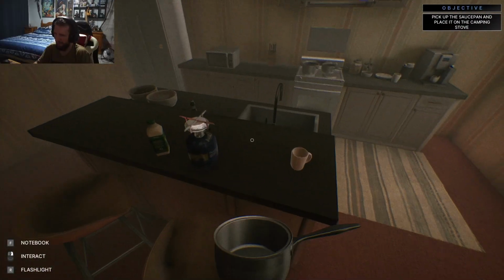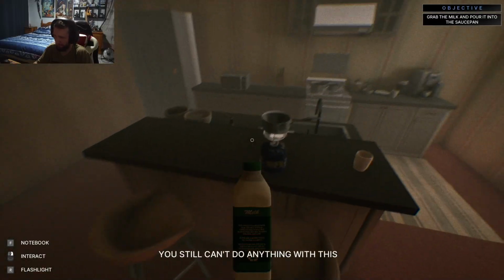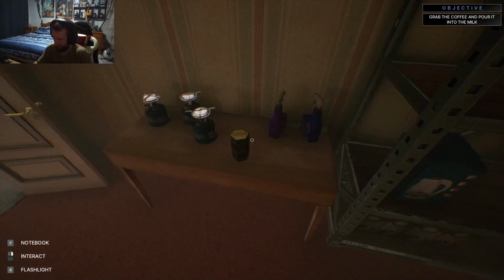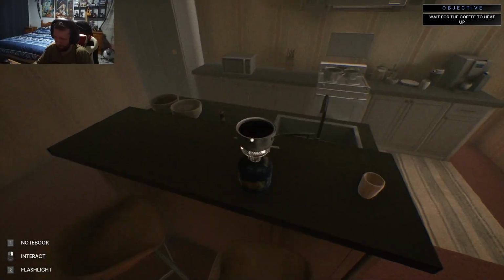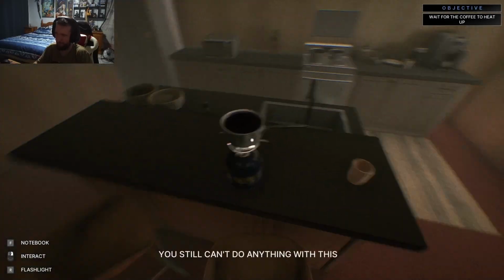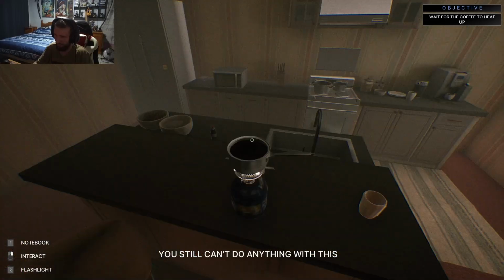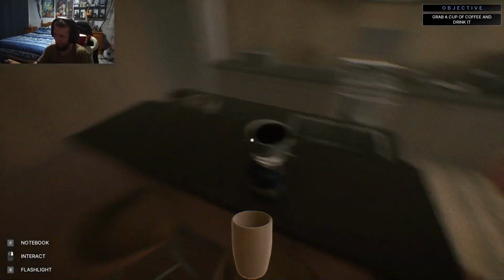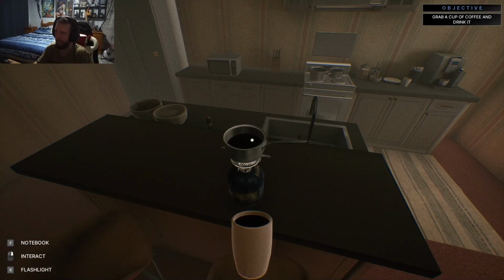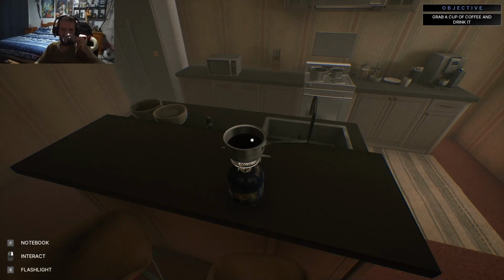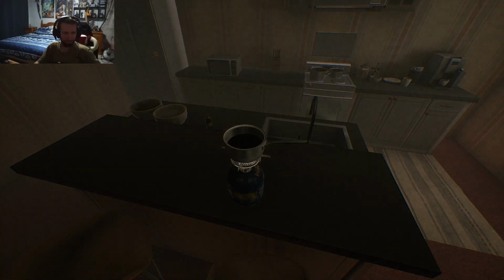Okay, so we got ourselves a pot. And then we got ourselves a cup. No, we got milk. Coffee beans. So we gotta wait for it to heat up and grab a cup. And then we have a cup of coffee. Maybe that will help us calm down a little bit. Oh, I don't know what we're gonna do. We're going to have to discuss this with the rest of the tenants.